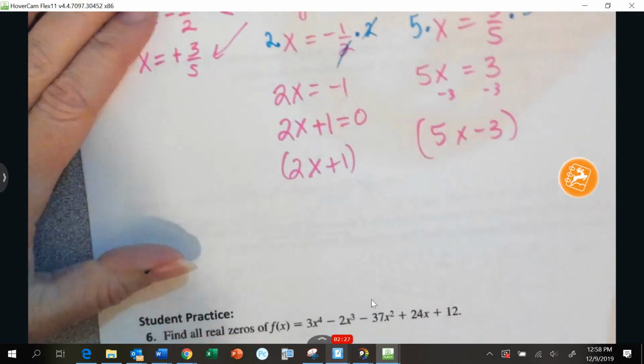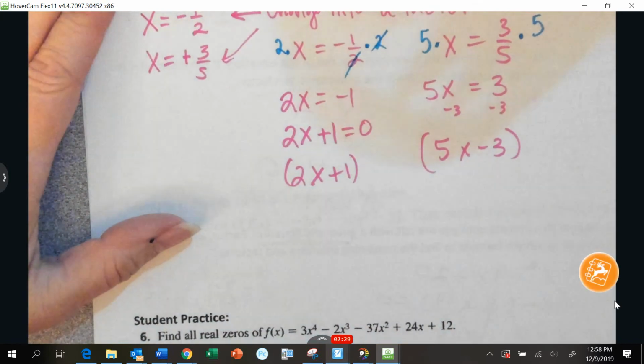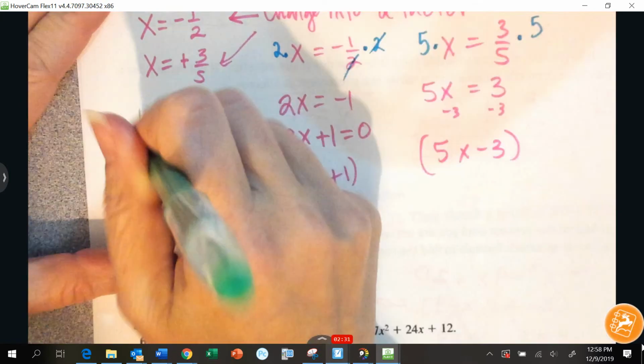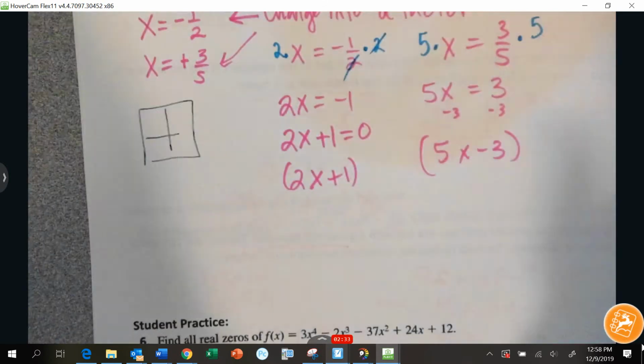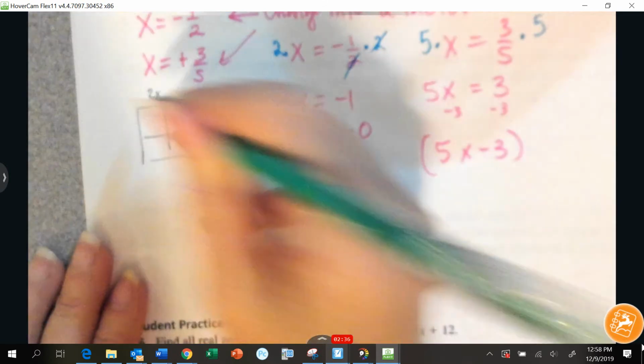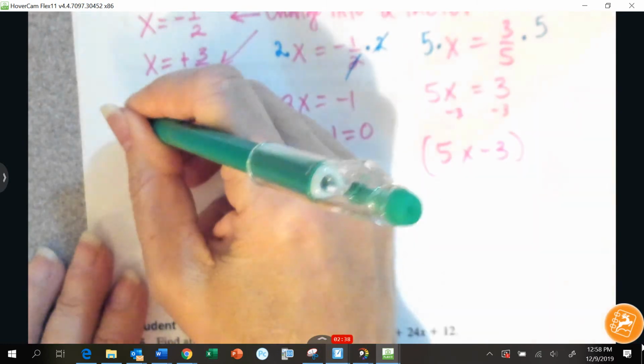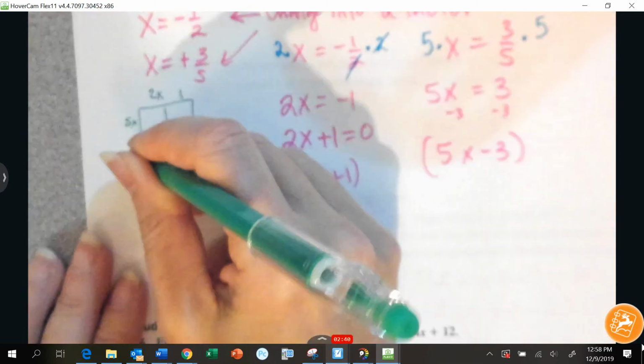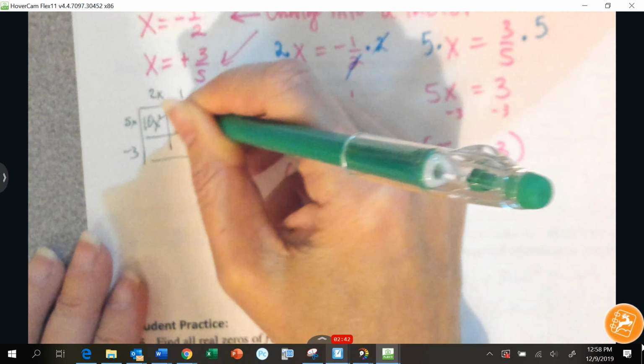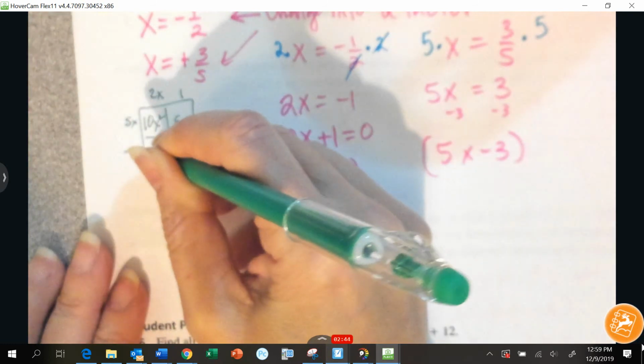So if I'm going to multiply these together, you're more than welcome to use your box method if you like that, or you can use the FOIL method, whatever method you prefer. I like FOIL, but I know a lot of you like the box, so I'm doing it this way. I only like FOIL because I was raised on FOIL.